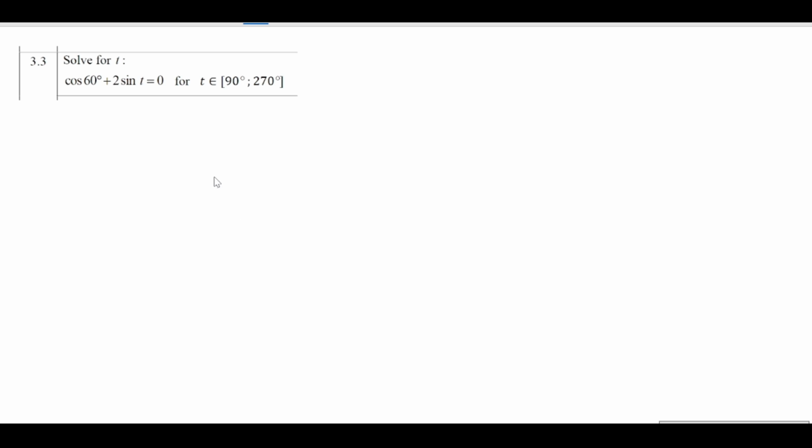3.3. They say solve for t. We're looking for the value of t. All right, now let's simplify. We're given the cosine of 60 degrees plus 2 sine t equals 0, where t is an element of 90 degrees to 270 degrees. Okay, let's establish some background information here. We've got 0 degrees here, we've got 90, we've got 180, and then you've got 270 degrees. So basically they say that the value of t is here.